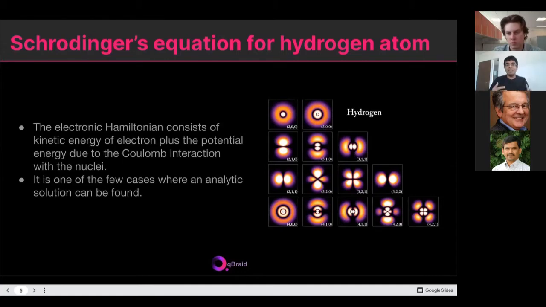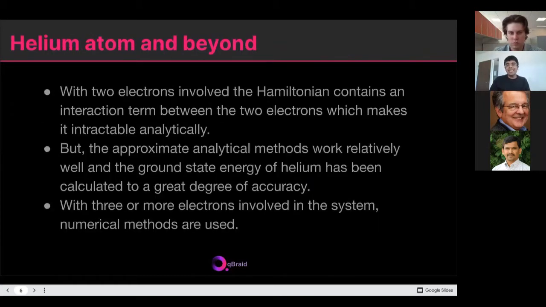As you can imagine, if you introduce two or more particles, the equations get much more complex, and analytical solutions are almost impossible to come by, right? For the helium atom and beyond, what ends up happening is you have a lot of interaction between electrons, which makes it impossible to come up with an analytical solution for the wave function, or for the many-body wave function.